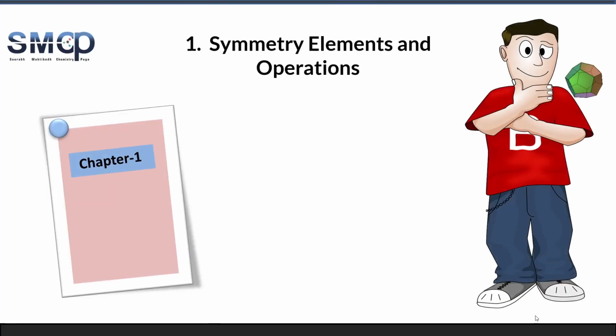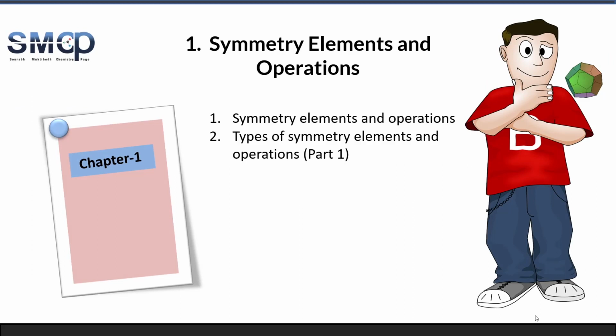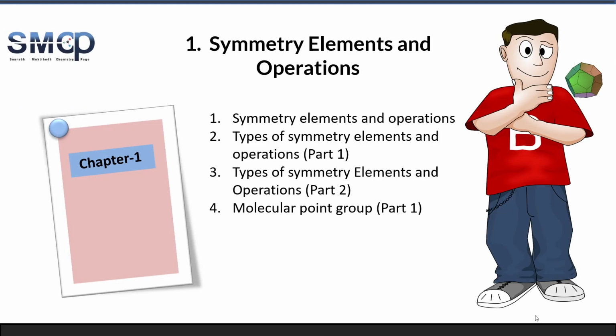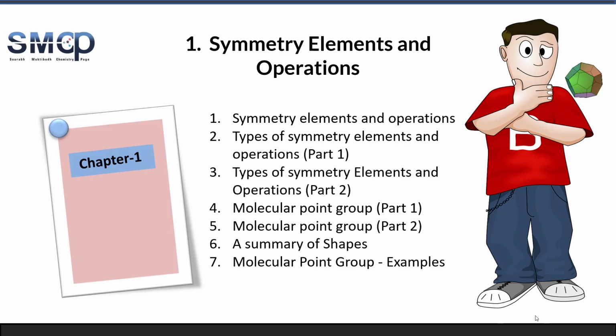As far as the details of the chapters are concerned, the first chapter, symmetry elements and operations, has these many videos: symmetry elements and operations, types of symmetry elements and operations part 1, then part 2, then molecular point group part 1, molecular point group part 2, and a summary of shapes and molecular point groups with examples. So chapter 1 consists of 7 videos.